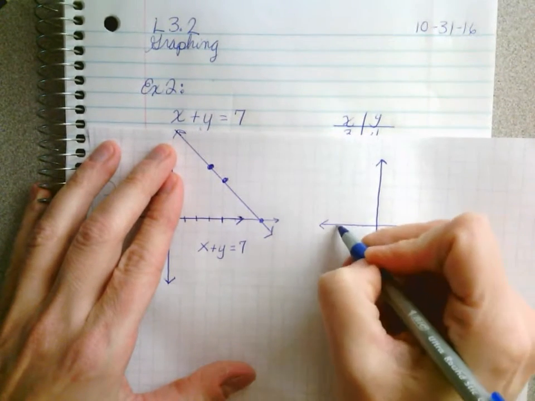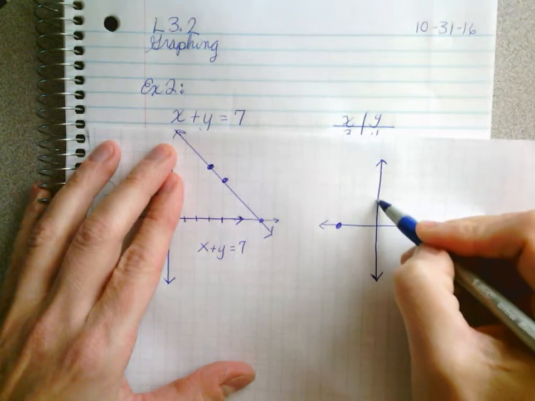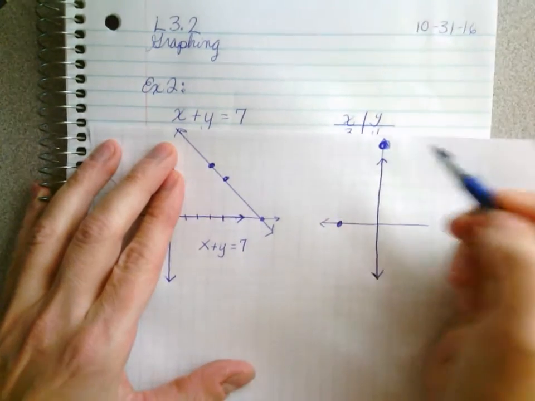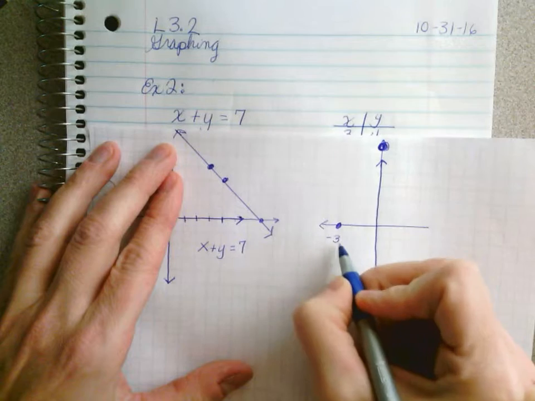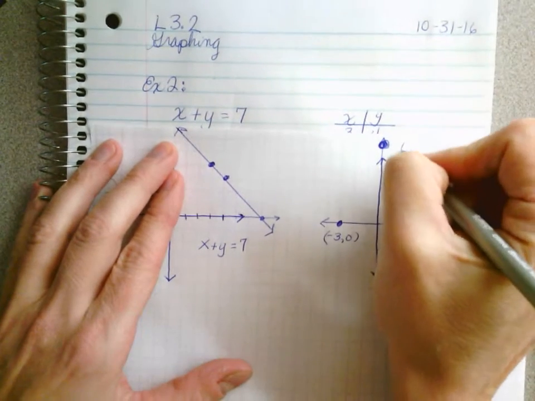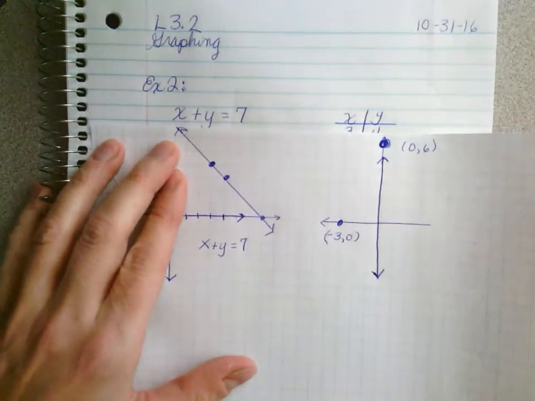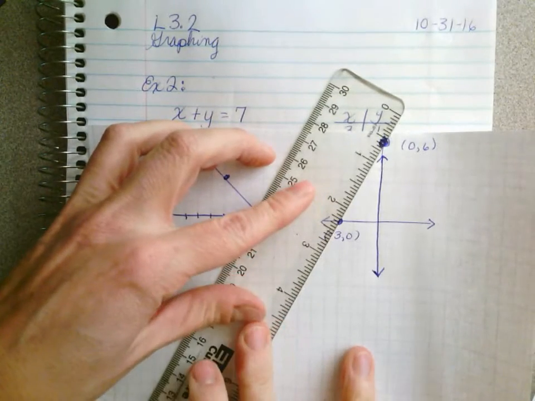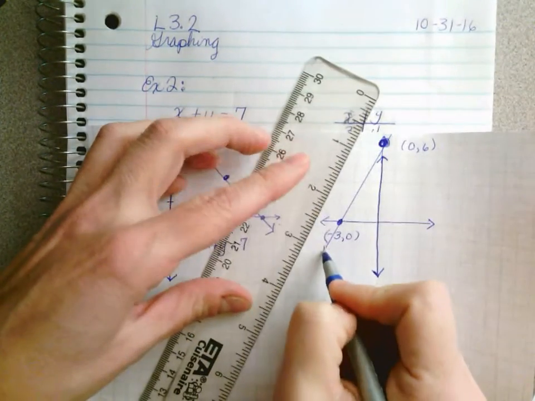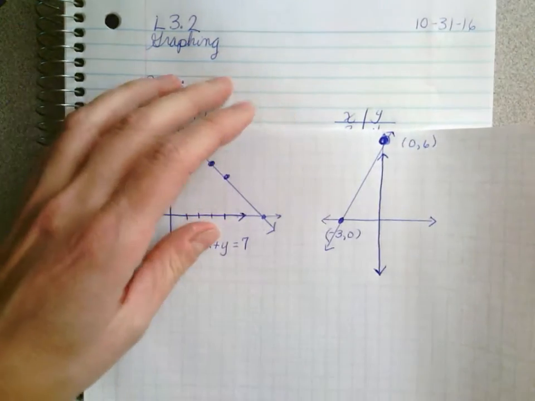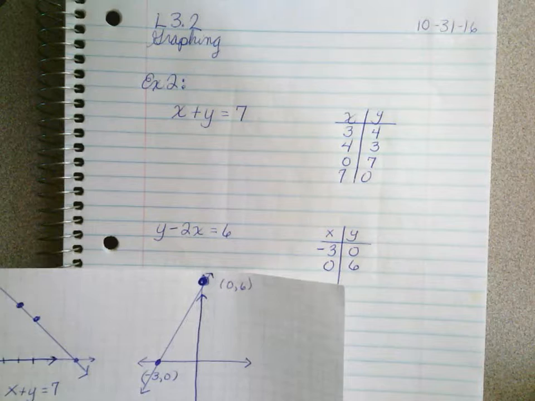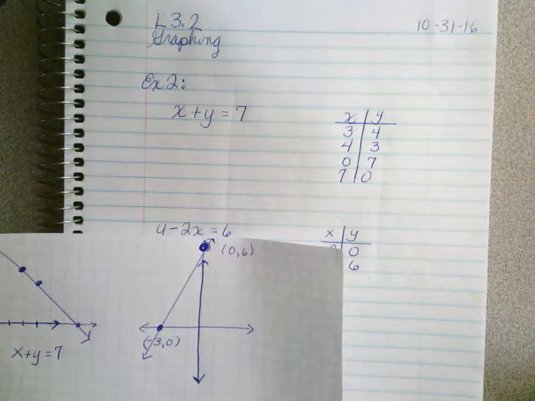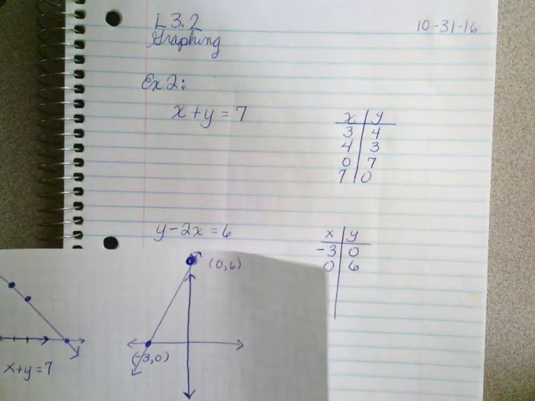So for homework, we need 2. 1, 2, 3, 4, 5, 6. Shoot, I didn't go quite high enough. Okay, so here's negative 3, 0, and here's 0, 6. I have 2 solutions now drawn. Anything that falls on this line should satisfy the equation y minus 2x equals 6. Okay?